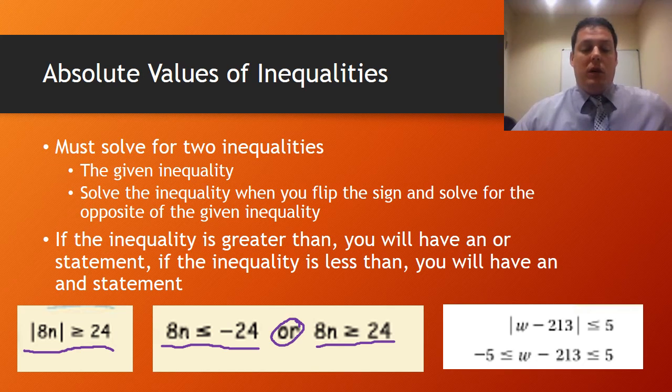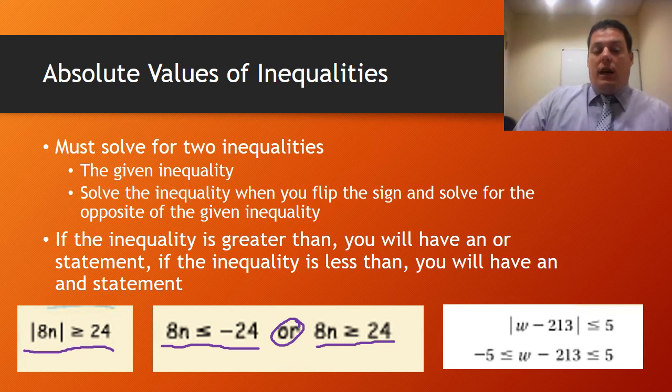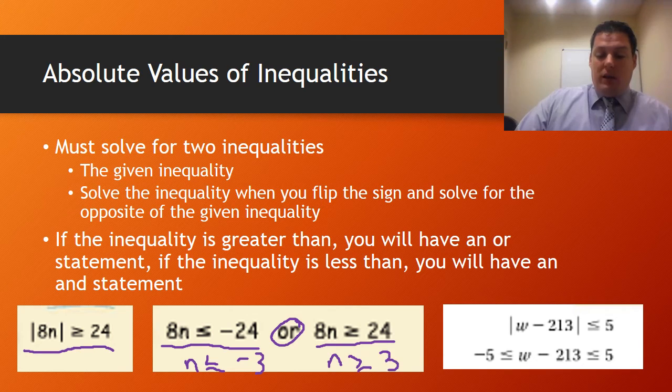That's because you could plug in -8 or 8 for n, and you'd get the same answer because of the absolute value sign. So we have to check the inequality both ways, and greater than will make it an OR. So we would just solve this equation. We would divide both sides by 8. n is less than or equal to negative 3, or n is greater than or equal to 3.